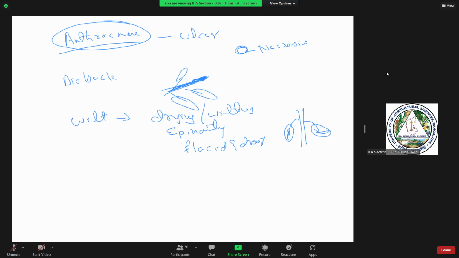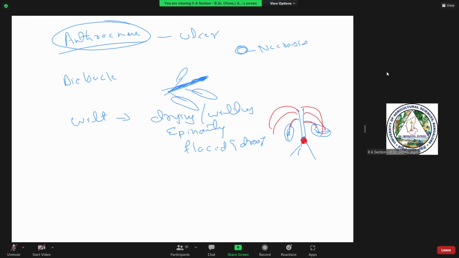So the effect starts from leaves, later to the young growing tips, and finally to the whole plant. Here you can see that the pathogen attacks or destroys the vascular tissues. Thereby, you will see epinasty, loss of turgidity, flaccidity, and drooping. And suddenly the plant collapses or dies.